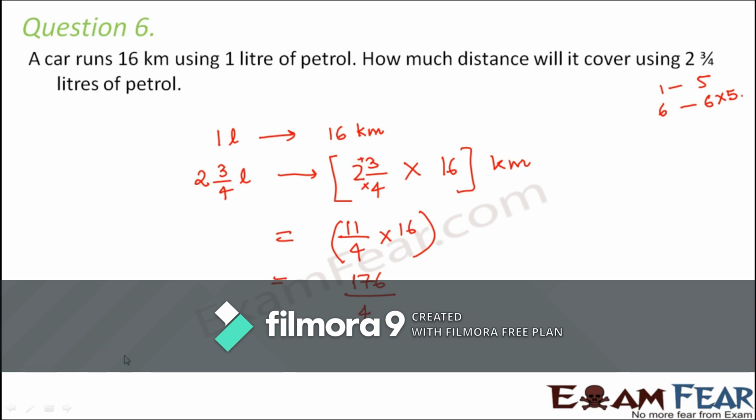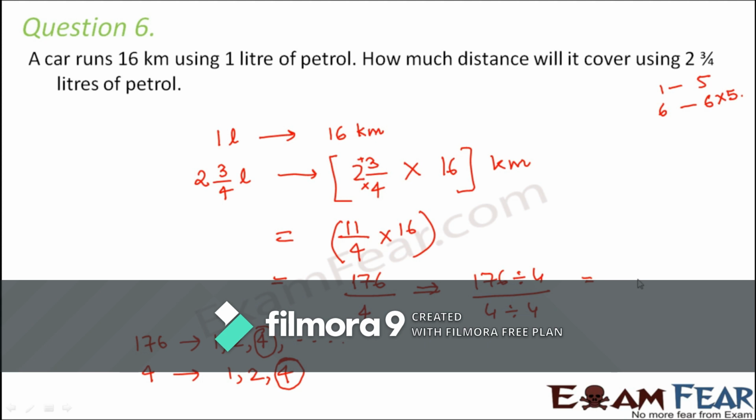Now can we reduce it to a simpler form? Let us look at the factors of 176 and let us also look at the factors of 4. 176 has 1, 2, 4 and so on as factors, and 4 has 1, 2, 4. Now 4 doesn't have any further factor, so the highest common factor would be 4. 176 has many more factors, but since 4 has only 3 factors, the highest common factor could be 4. So we can divide the numerator and denominator by 4.